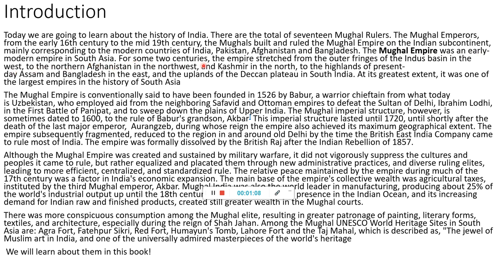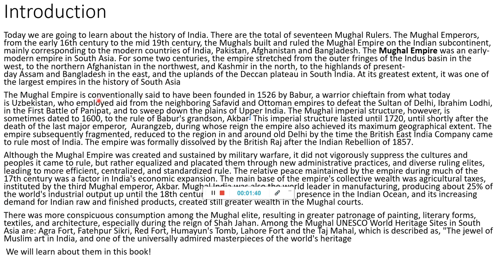For some two centuries, the empire stretched from the outer fringes of the Indus Basin in the west to northern Afghanistan in the northwest and Kashmir in the north, to the highlands of present-day Assam and Bangladesh in the east, and the uplands of the Deccan Plateau in South India. At its greatest extent, it was one of the largest empires in the history of South Asia.